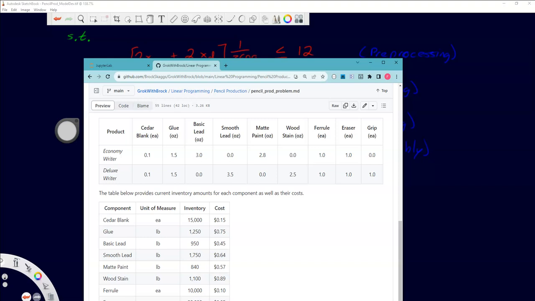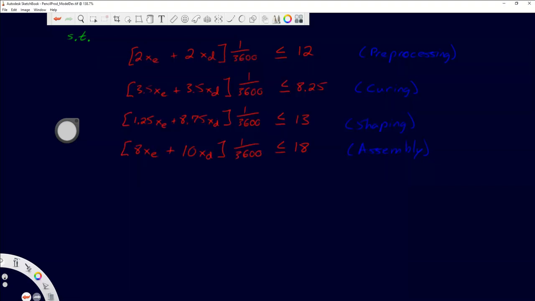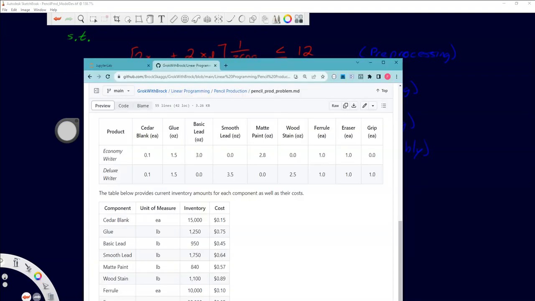So let's go with cedar blanks first. I'm going to have 0.1 times x sub e plus 0.1 times x sub d. That's the total number of cedar blanks that I consume, and that's got to be less than or equal to 15,000. So let's just write that out. It's got to be less than or equal to the number of cedar blanks, 15,000. Now our glue, each of them use 1.5 ounces.